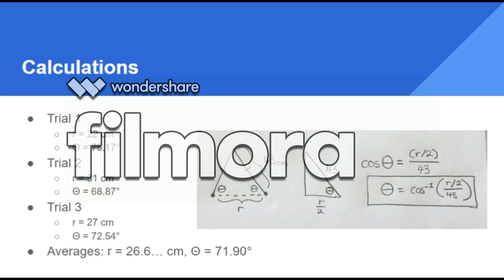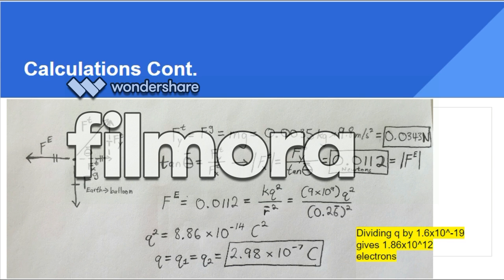The angle for trial 1 was 75.17 degrees, for trial 2 it was 68.87 degrees, and for trial 3 it was 72.54 degrees. We took the averages of both the distances between the two balloons and the angles for all three trials. The averages were r equals 26.6 repeating centimeters, and for theta it was 71.90 degrees. With all of that said, we can now put everything together.